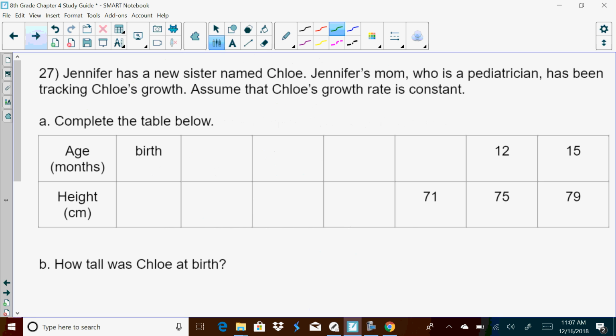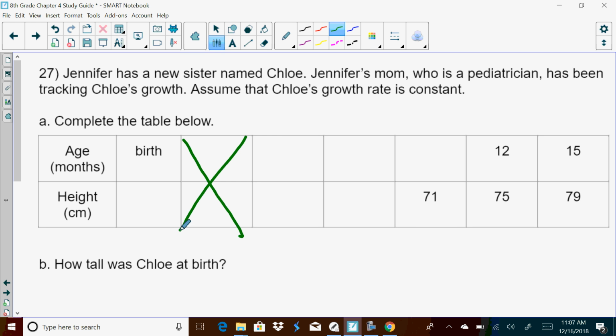Problem 27, there's a little error in the table. So I actually don't need this. I put one too many columns. It says Jennifer has a new sister named Chloe. Jennifer's mom, who's a pediatrician, has been tracking Chloe's growth. Assume that Chloe's growth rate is constant. First, we're going to finish completing the table.